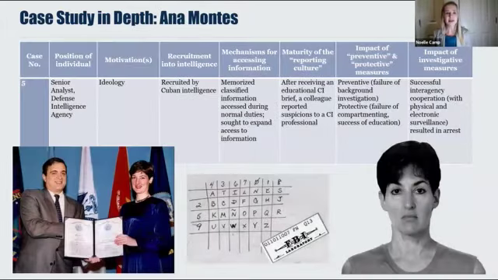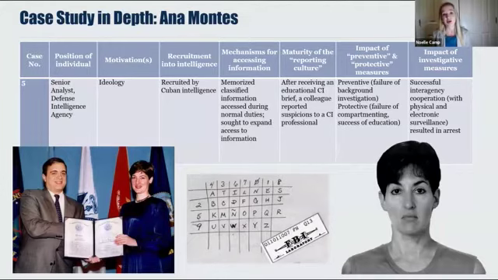The next case study I'll share is another from dataset 1, so a counterintelligence case study. And this is the case of Anna Montez. Anna Montez was a senior analyst working on Cuban issues for the Defense Intelligence Agency. She had a very high level of access, authority, and knowledge, and was known within the intelligence community as, quote, the Queen of Cuba.